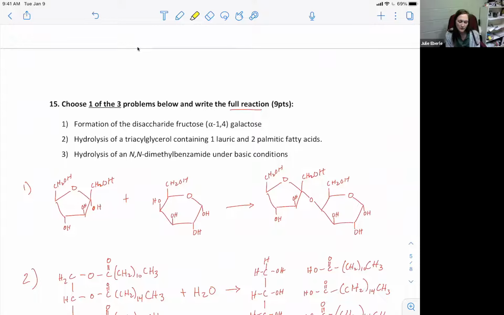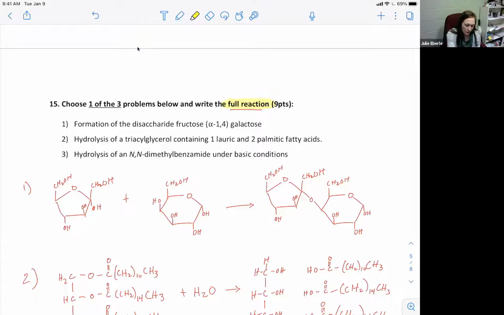If you did number 1, this was the formation of the disaccharide fructose alpha 1,4-galactose. I said write the full reaction, but some of you only gave me the product. When I say full reaction, I need reactants and products. If I only want one or the other, I'll just tell you write the products or write the reactants. I hated that, because I feel like you could have written the reactants. But if you did not write reactants and products, you did miss points here.